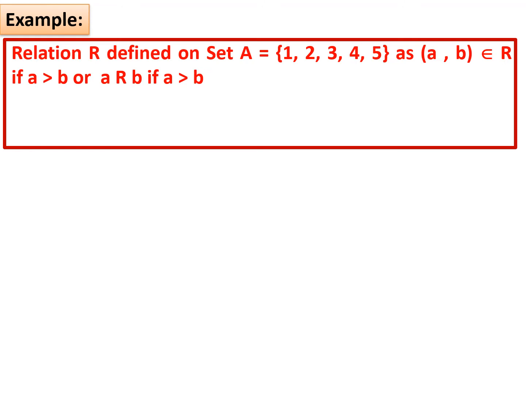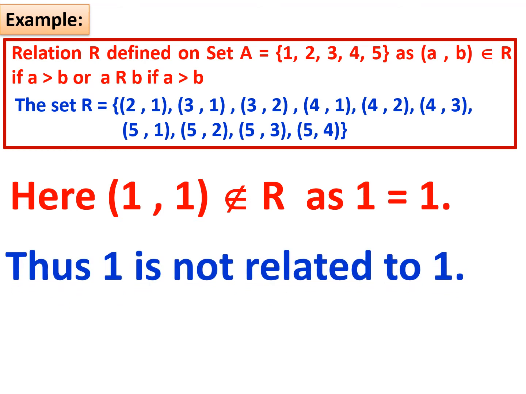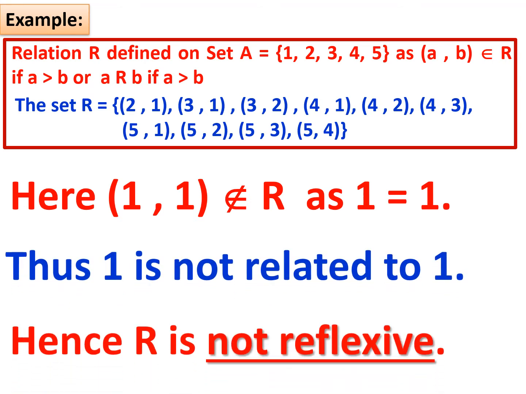This is a set given already. A is greater than B, we have already discussed it. Now we see that as 1 comma 1 is not in R, there is no need to check 2 comma 2, 3 comma 3, 4 comma 4, 5 comma 5. Don't waste your time, because I told you that it should be reflexive only if all the elements are related to itself. 1 comma 1 is not there, therefore 1 is not related to 1, so R is not reflexive. You can also say 2 comma 2 is not there, 3 comma 3 is not there, 4 comma 4 is not there, 5 comma 5 is not there. You can prove that also, but 1 is enough.